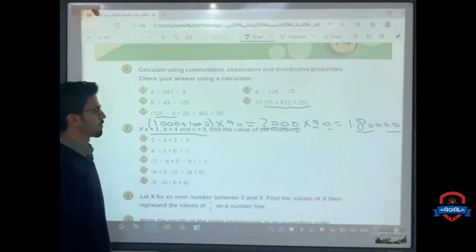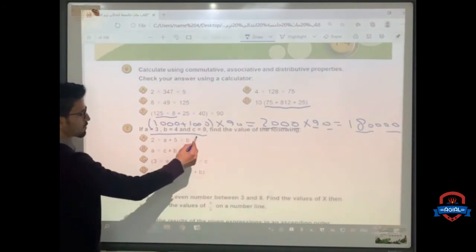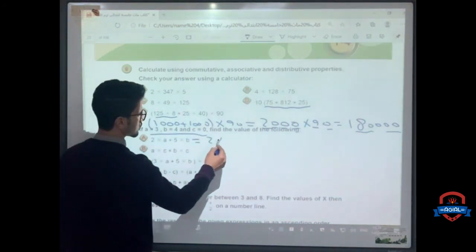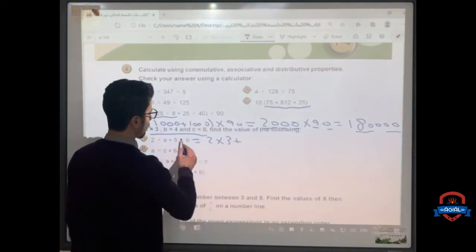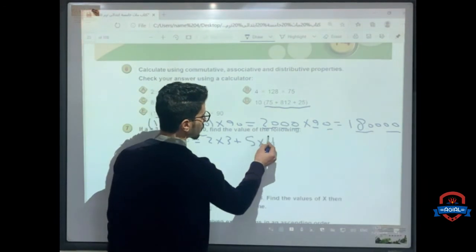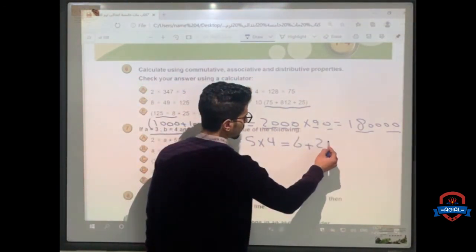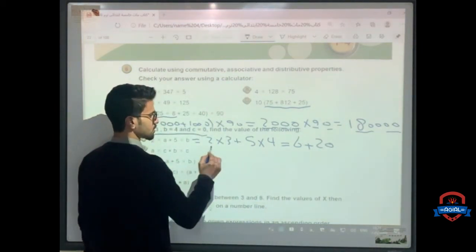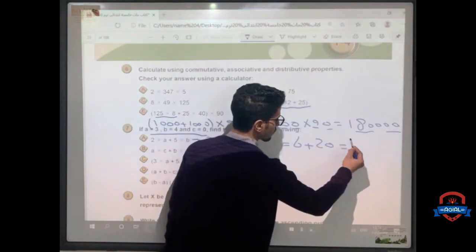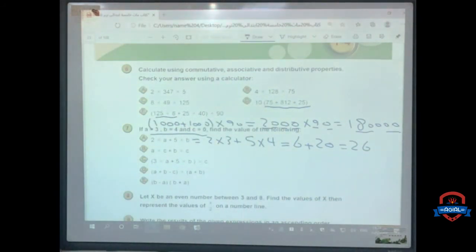Okay, in letter A, we have 2 times A plus 5 times B. 2 times A means 2 times 3, plus 5 times B. B equals 4, so we have 5 times 4. So we have 6 plus 20, because 2 times 3 equals 6 and 5 times 4 equals 20. So 6 plus 20 equals 26. I think this is very easy, right? So let's look at letter B.